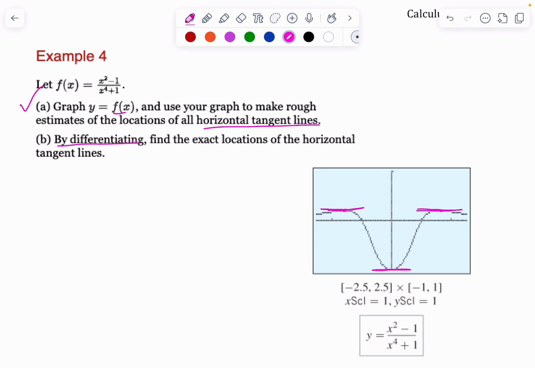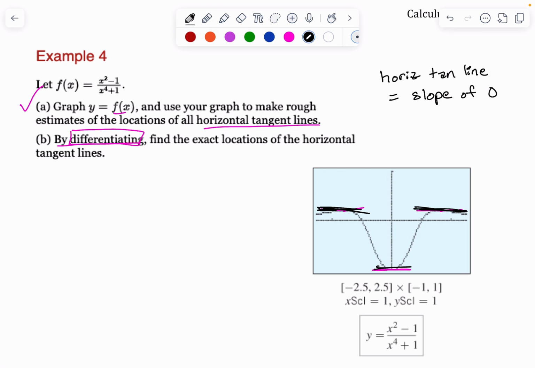By differentiating, the word differentiate means finding the derivative. Find the exact locations of those horizontal tangent lines. Well, we've got to first find the derivative, okay? I'm going to write some things up here. Horizontal tangent line, I think we've been over this before. A horizontal tangent line is a tangent line that has a slope of 0, right? These lines have a slope of 0.